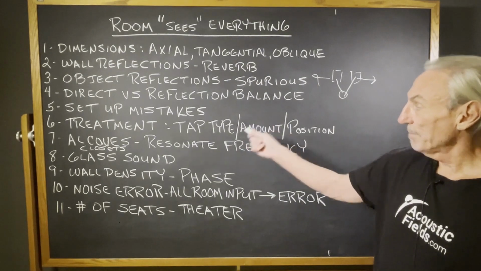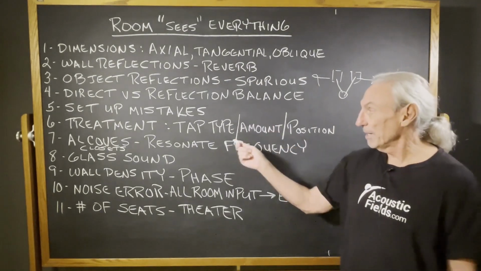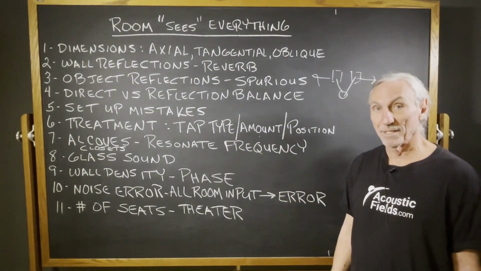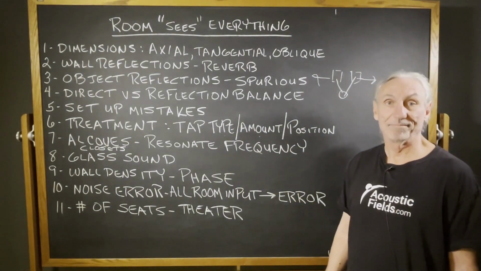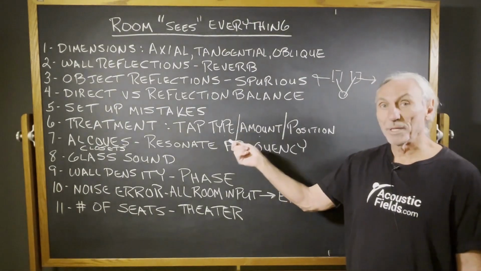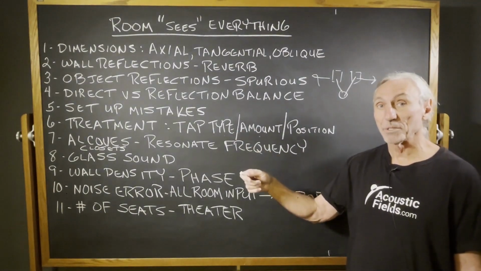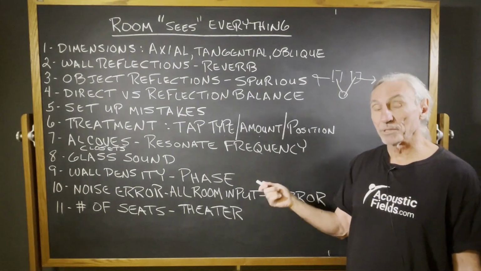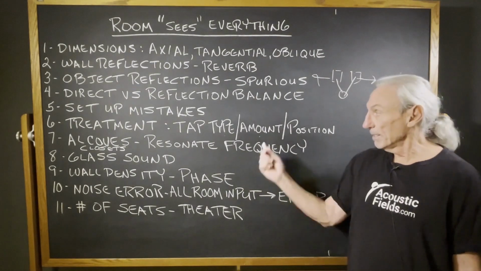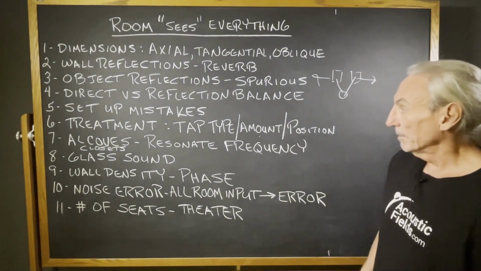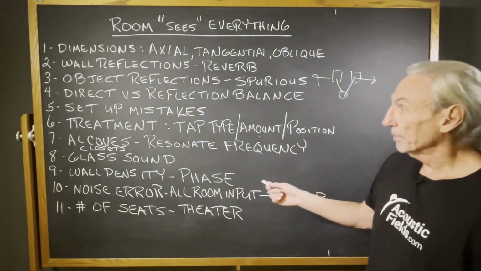Treatment: type, amount, position. See this all the time. Wrong type, not enough of it, and in the wrong place. Well, the room sees that. It's going to react accordingly. You know, whatever treatment you put in there, that treatment type, if it's working as it's supposed to, which most of it doesn't, only about 10 or 15% of the nonsense on the internet works as it's described to be. I don't ever understand that, but that's the way it goes.